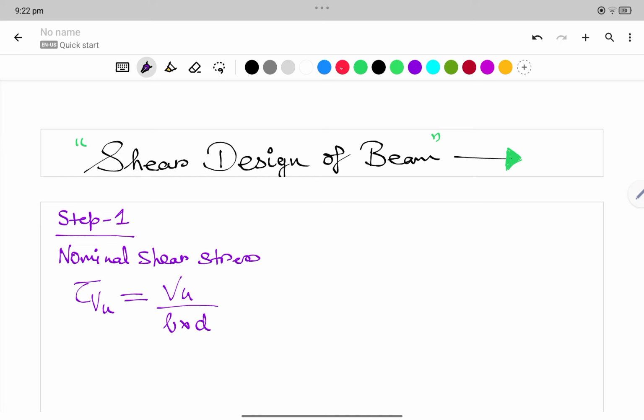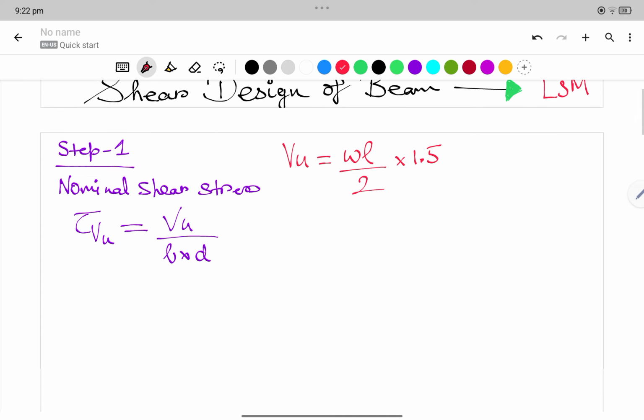So how will you find out? The value of Vu for a simply supported beam is wL by 2. Okay, in the LSM method the factored shear force is wL by 2 into 1.5. This is the factor. So this will be the step 1. After that we will go to step 2.